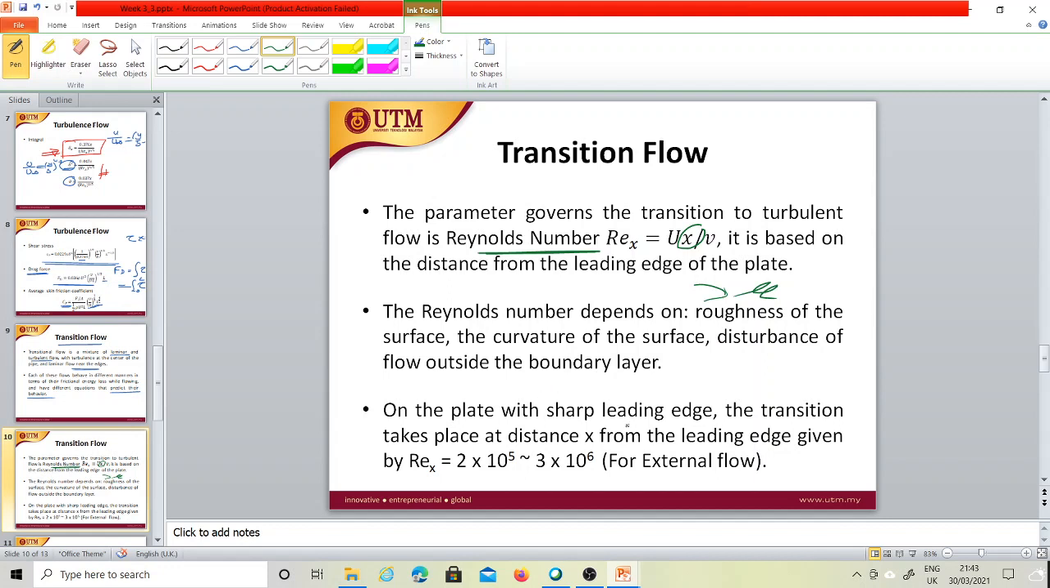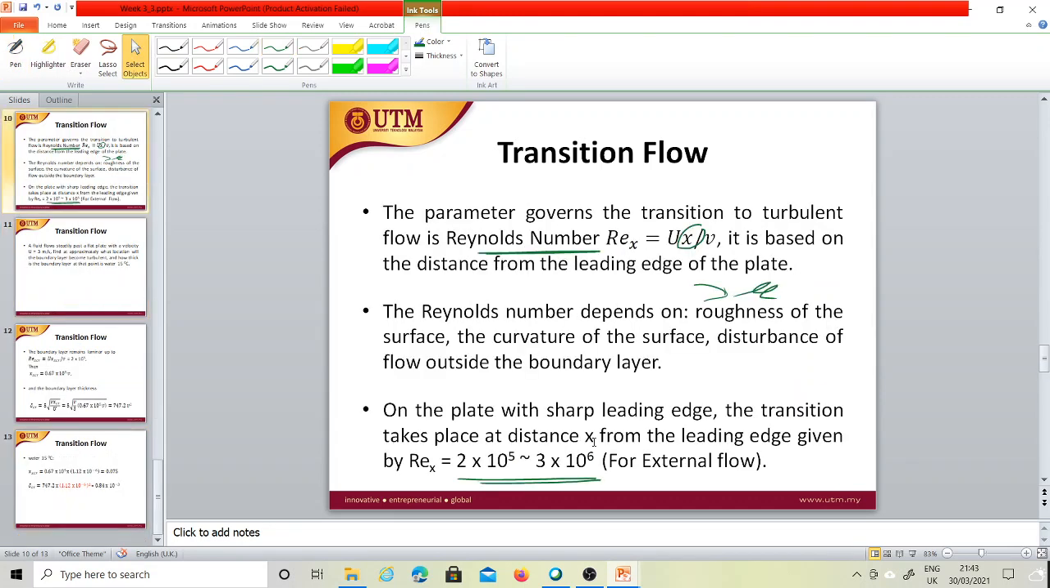And if your plate has a sharp leading edge, then the transition takes place at a distance x from the leading edge given by this. So if your Reynolds number is like this, we can find out the value of x. So for this Reynolds number you can get at what position you will have the transition.